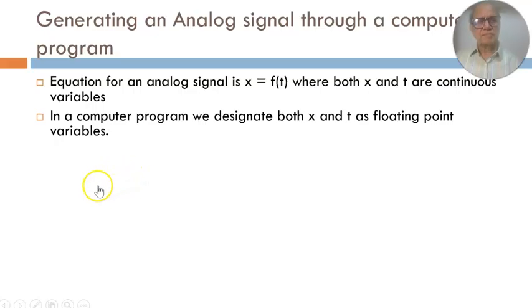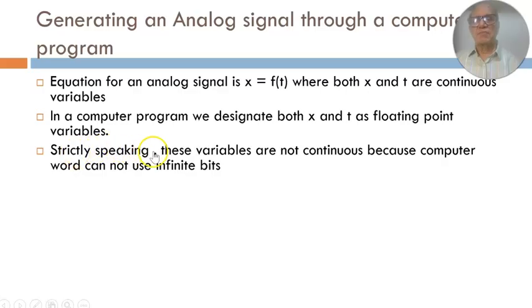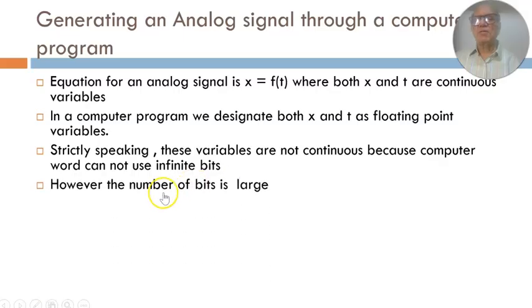Now note that using them as floating point variables does not mean that you get perfectly continuous variables. Strictly speaking, these variables are not continuous because a computer word cannot use infinite bits. Remember, only if you have a large number of bits is the quantization error small and the signal tends to be continuous. Ideally you would require infinite bits, which is impossible. So strictly speaking, the simulation that we do will not be absolutely perfect. There will be some error. However, the error is small because the number of bits in modern computers is quite large.